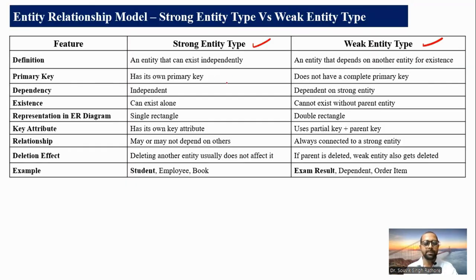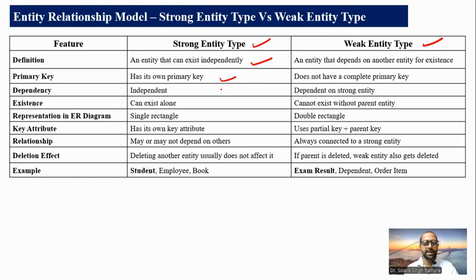A strong entity type is an entity type which can exist independently. So it does not depend on any other entity. It has its own primary key. That is very important to know because it uniquely identifies each entity in the table. For example, consider a student entity. Here the student ID will be the primary key, helping to uniquely define every row in the student table. Even if there is no result record or course record, the student will exist.